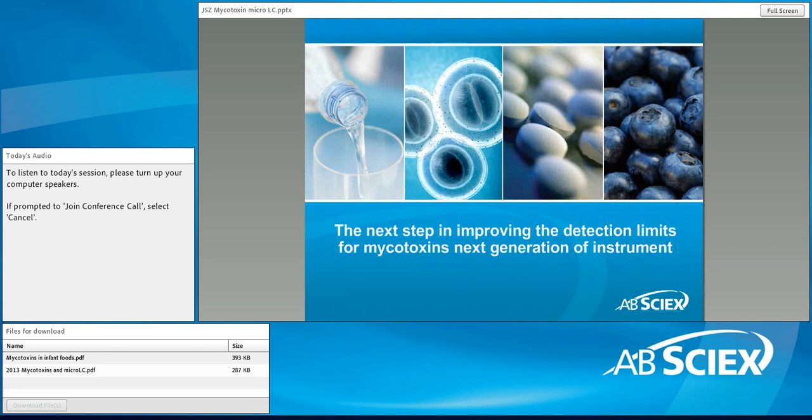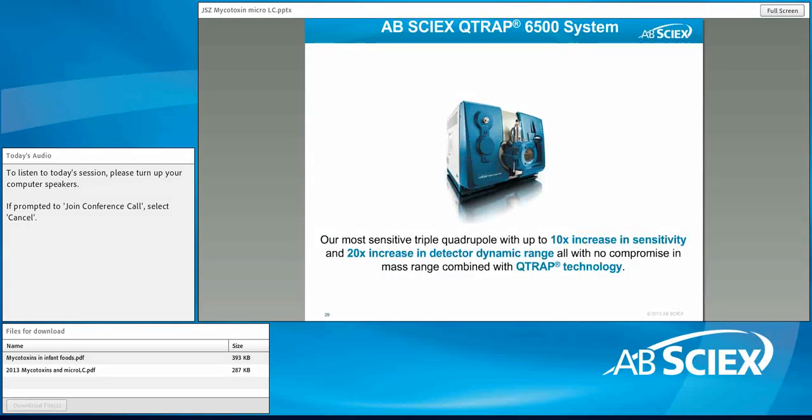Okay, so of course the next question will be, do we still need to improve the detection limits? Of course, what we show now is normally the regulation limit for adult food. If we want to go to the range of baby food, we do need to improve the detection limit. One possibility, of course, is to use the next generation of instrument.